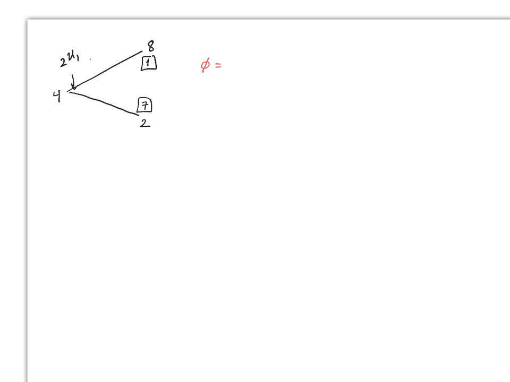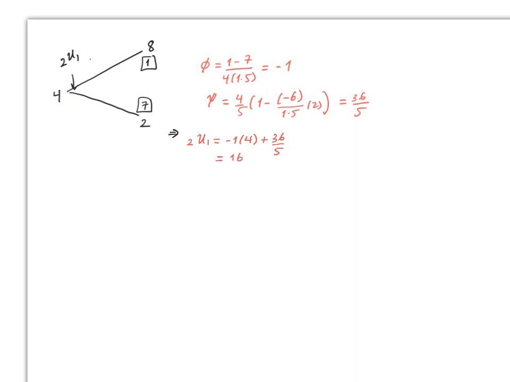Here, phi is equal to now 1 minus 7 divided by 4 times 1.5. This gives you negative 1. You should check that. Then psi is going to be 4 over 5 times 1 minus 6 over 1.5 times 2, and this is equal to 36 over 5. Hence, we end up with 2U1 being minus 1 times 4 plus 36 over 5. When you simplify all of this, you should end up with 16 over 5.